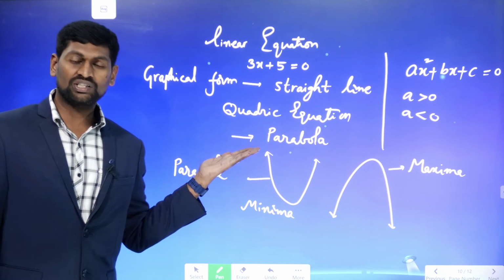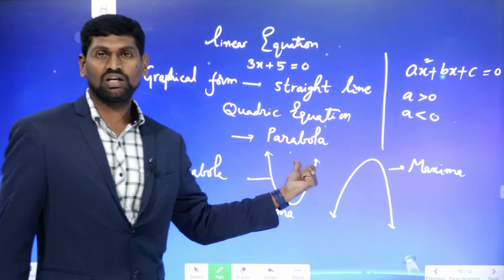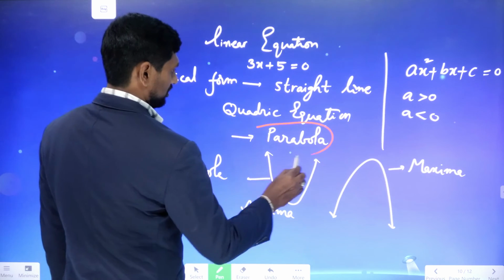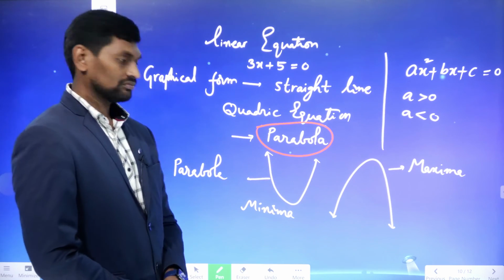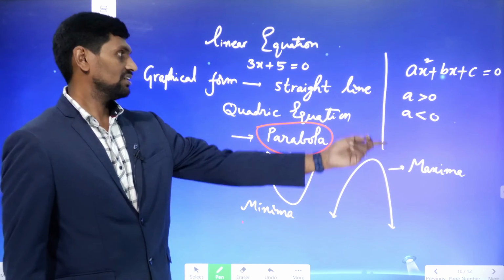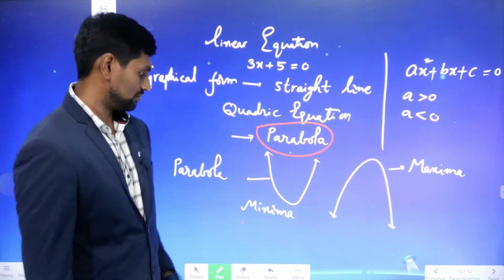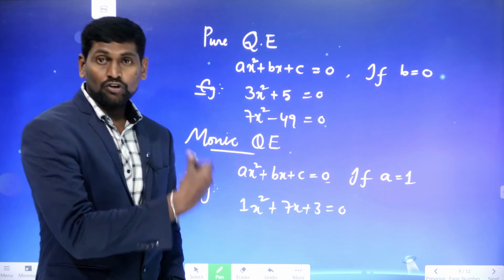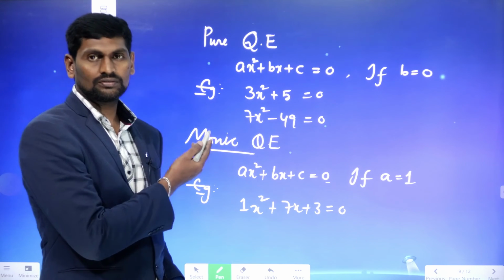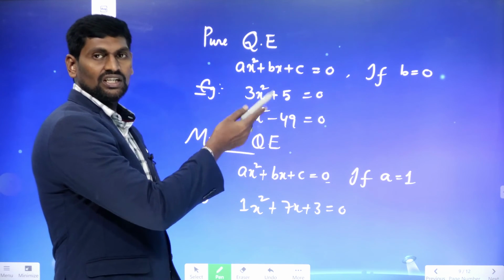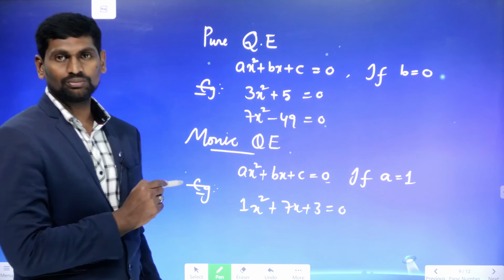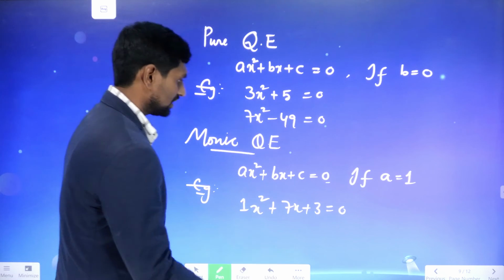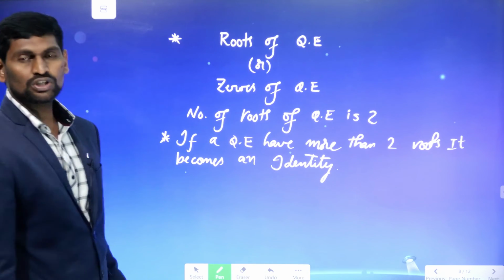Now coming to quadratic equation, its graphical form is a parabola. Very, very important. Parabola, this shape. Minima, maxima in the conditions of a greater than 0, a less than 0. Next. Types of quadratic equations: pure, monic. Pure means x term should be 0. Monic means x square coefficient is always 1. That's it.